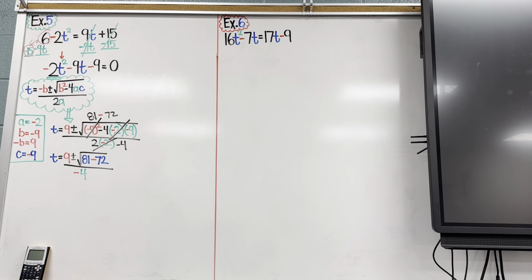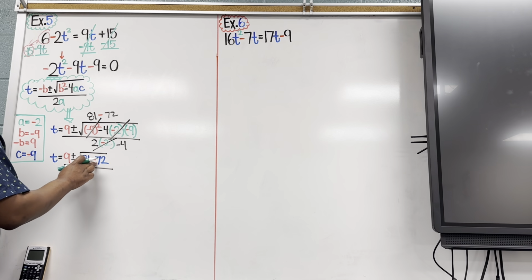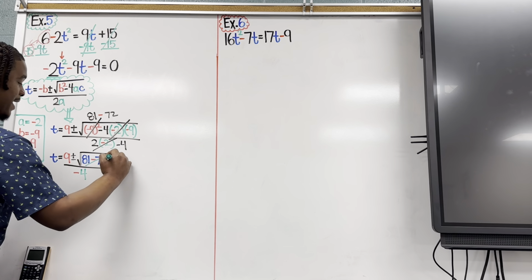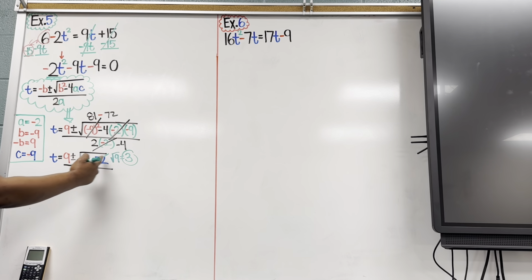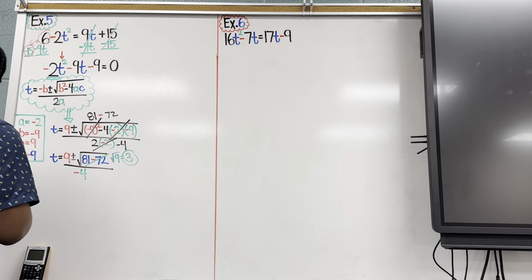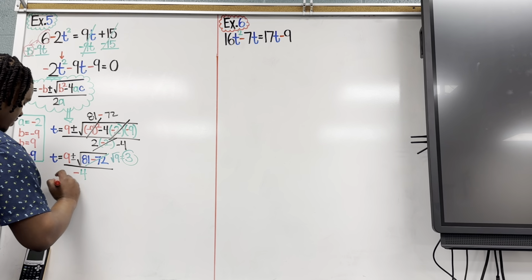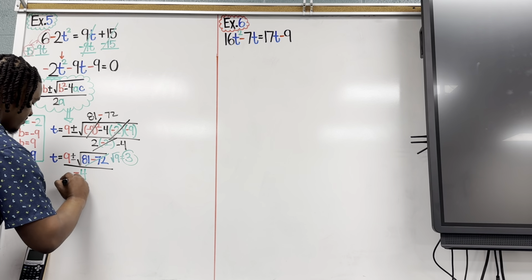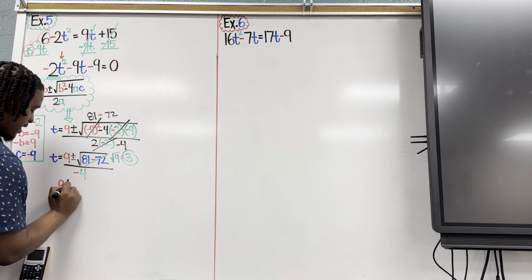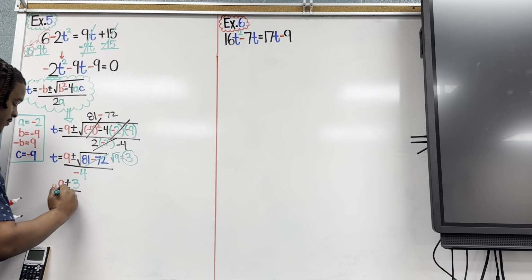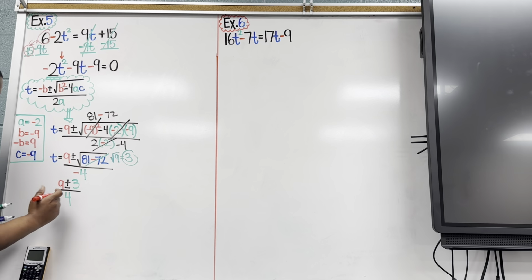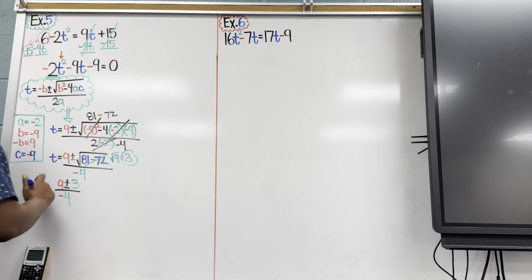Now, once again, guys, we can continue to simplify. 81 minus 72 is 9. So that's going to be the square root of 9, and the square root of 9 equals 3. So all of this inside of this square root will equal 3. Now we're going to have t equals 9 plus or minus 3, all divided by negative 4.